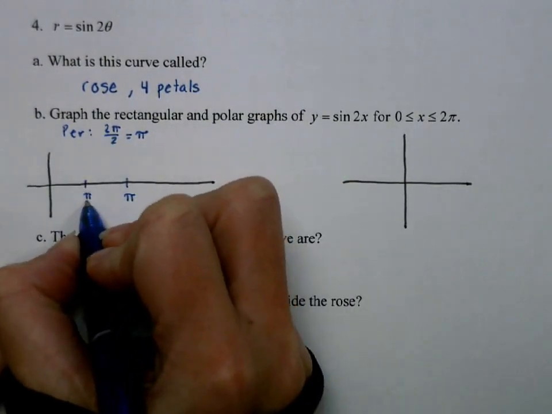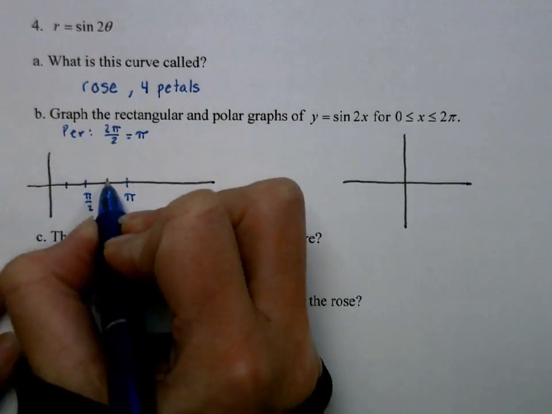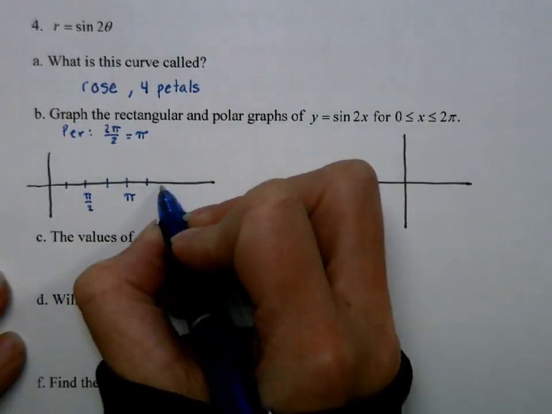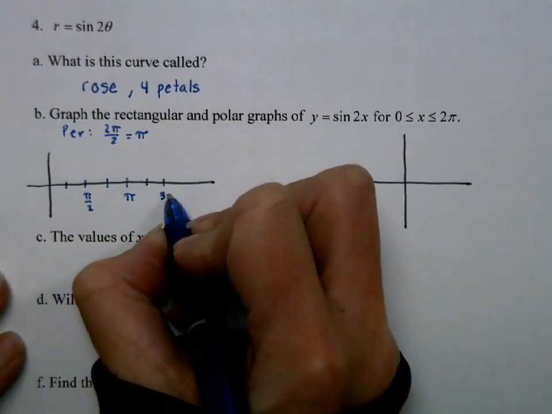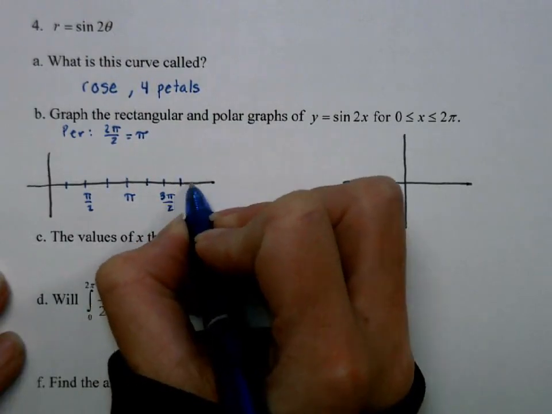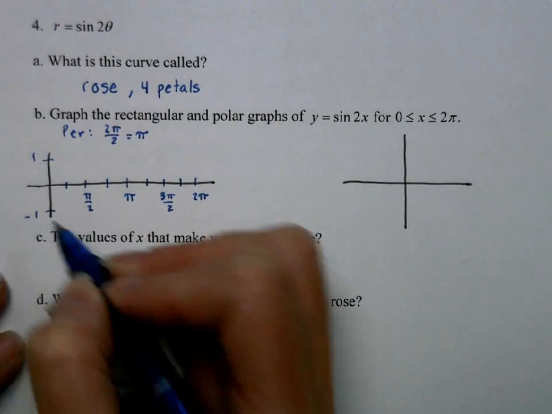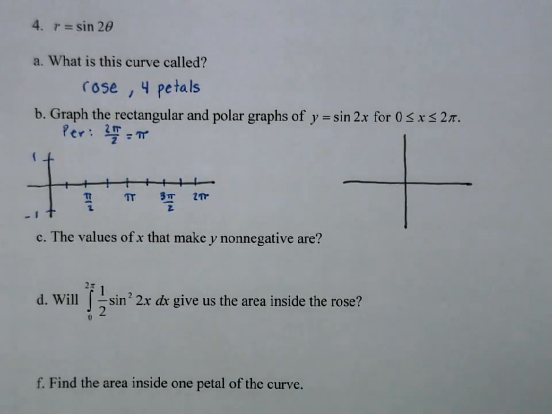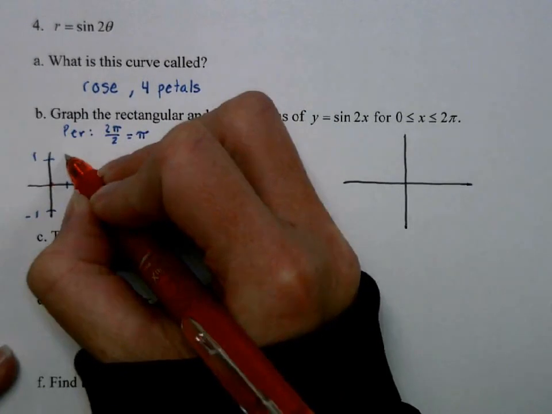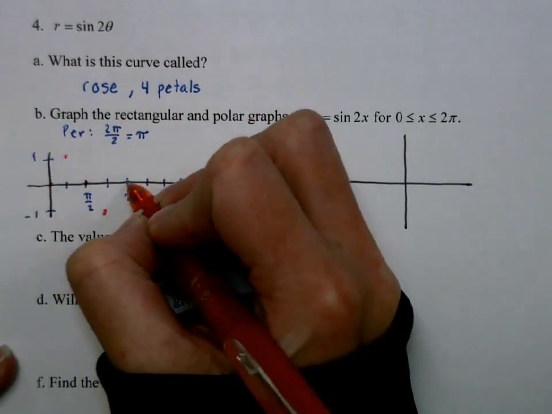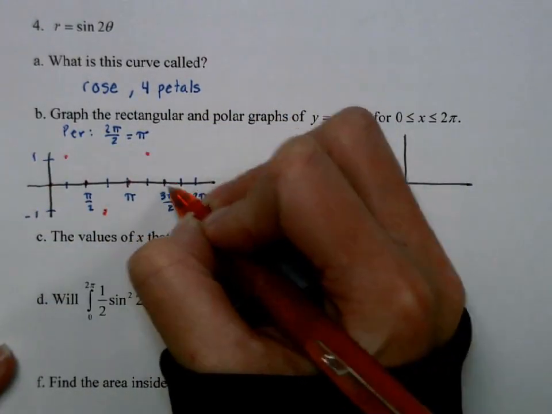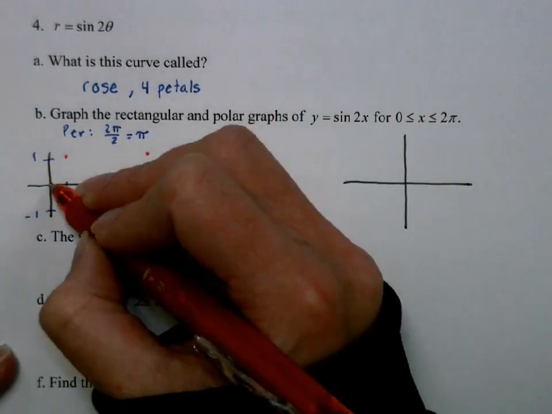That makes pi over 2, pi over 4, 3 pi over 4, 5 pi over 4, 3 pi over 2, and 2 pi. We're going to go up to 1 and down to -1. This is a graph of sine. It's going to complete 1 cycle in pi. And I'm doing 2 cycles because I want to see the 4 petals.